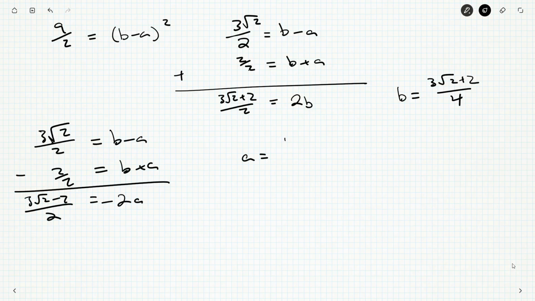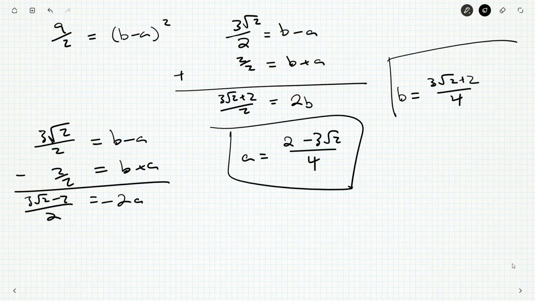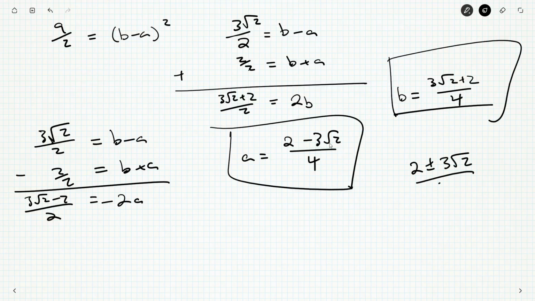So a is going to be 2 minus 3 root 2 all over 4. So not particularly nice numbers, but then again, not horrible numbers either. And actually, the way this looks makes me think that we could have set up a quadratic. Right? Because a and b are both roots of 2 plus or minus. They look like this. Okay?